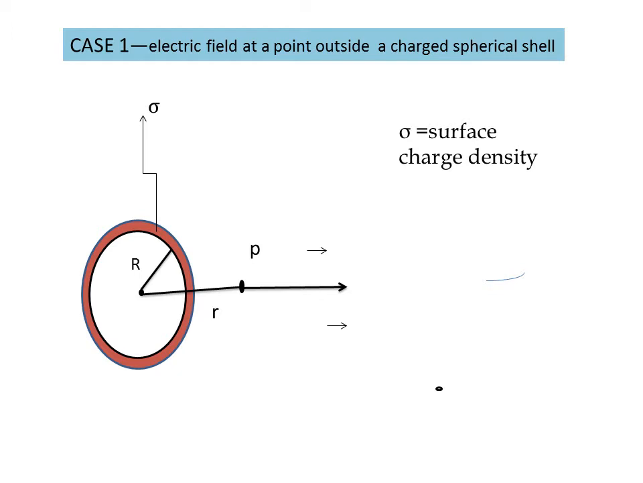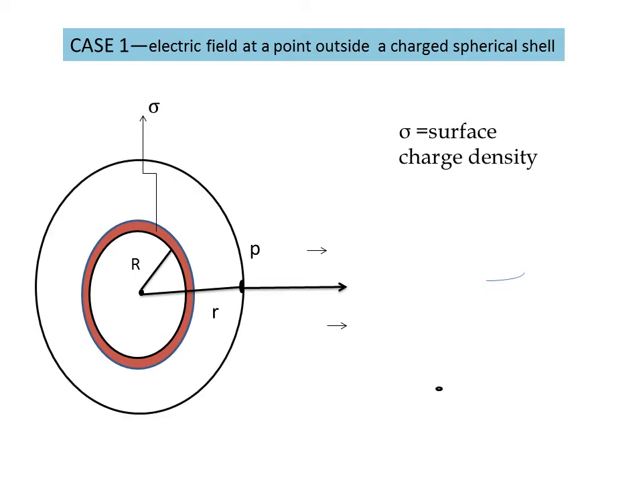For drawing a Gaussian surface, there are two conditions. It must be a closed surface and it must be symmetrical. So we can draw a Gaussian shell through P. It has radius small r. Now consider a small area ds around P.